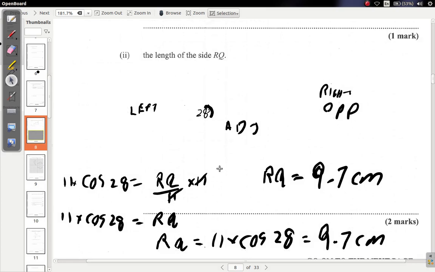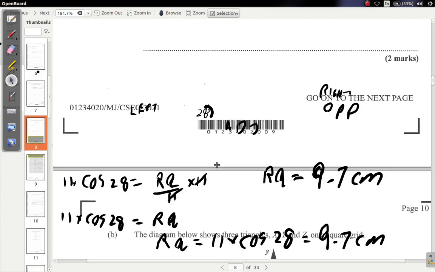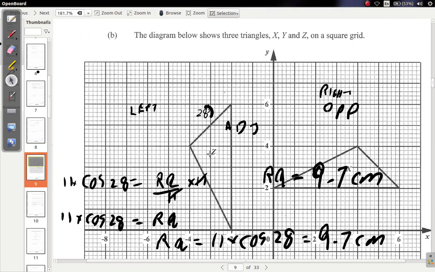What is this now? On to part B next. So next time we'll look at part B.